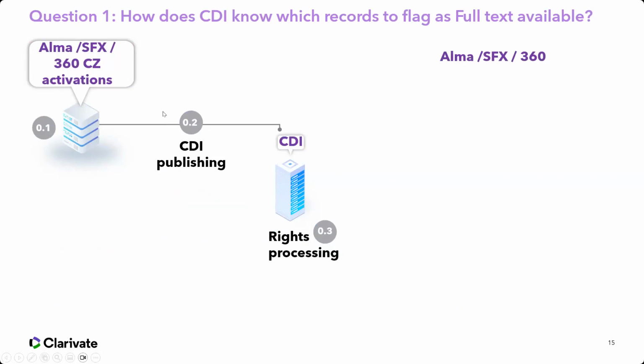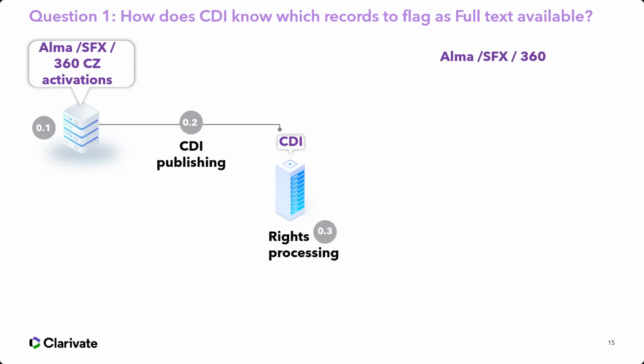The first one is about how does CDI know which records to flag as full text or as available for my institution? And when we talk about this, we need to look a bit at how CDI works behind the scenes. And this is going to be a bit more technical, but don't worry, you don't need to know all the details to get CDI working in your institution. This just gives you more background. So for people interested in knowing more, this is a good slide.